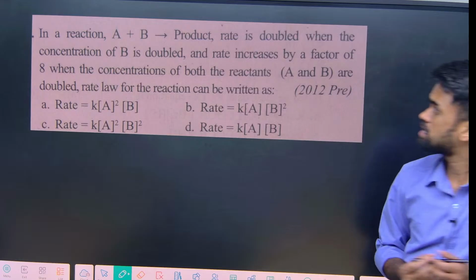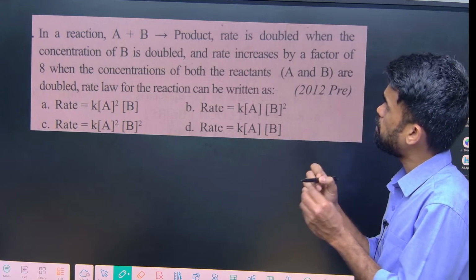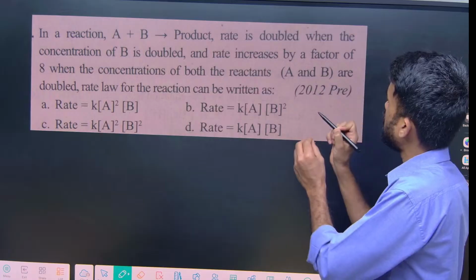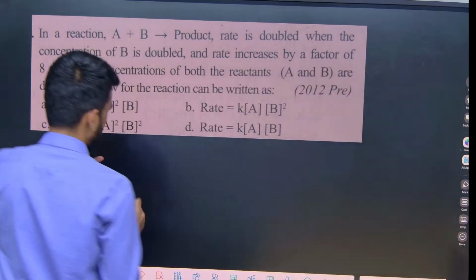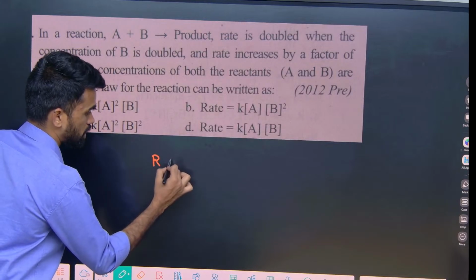The question says that in a reaction A plus B gives rise to product. The rate is doubled when concentration of B is also doubled. It means it's very simple. I will tell you one tricky way to solve this.